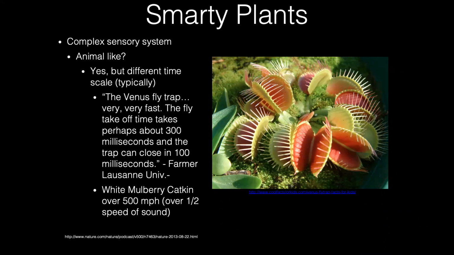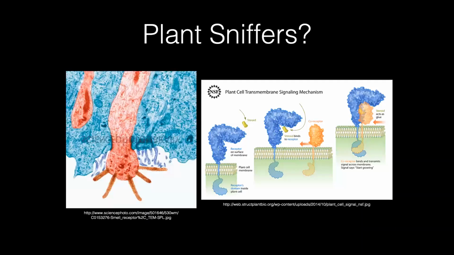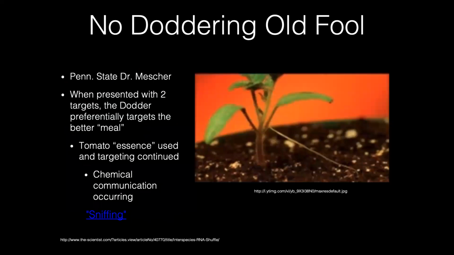So generally, yes, plants are moving at a much slower rate than us, but there are examples in nature where they have a pretty incredibly fast reaction. And do plants smell? Do they have sniffers? And again, the answer is yes. So here on the left, those are those olfactory ganglion, those little fingers. And then on the right, we can see the plant cell transmembrane signaling mechanism. Same sort of idea, where we have this surface structure that is designed to receive a signal.